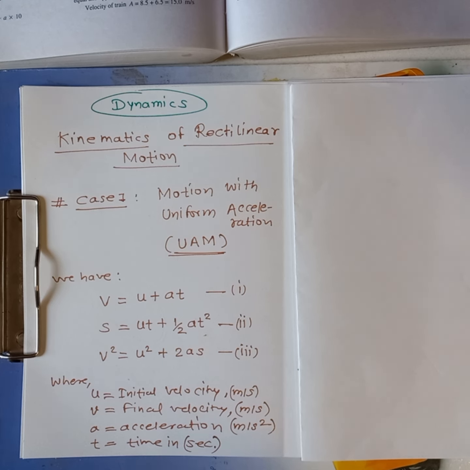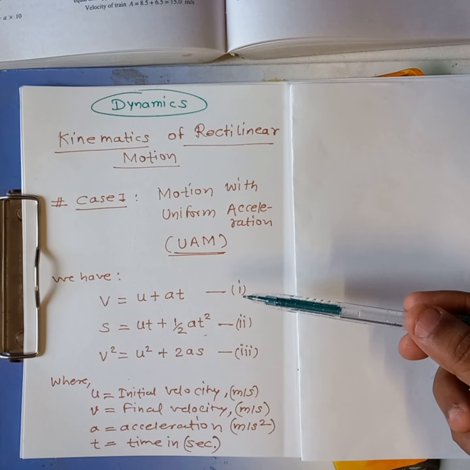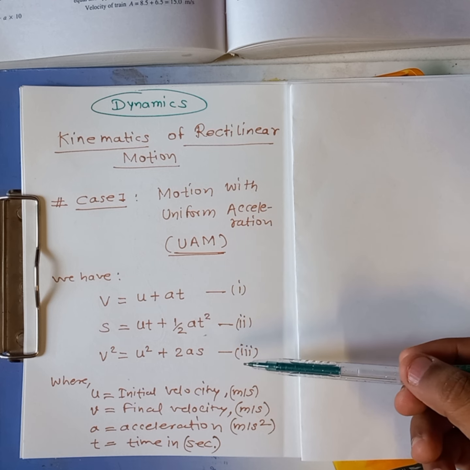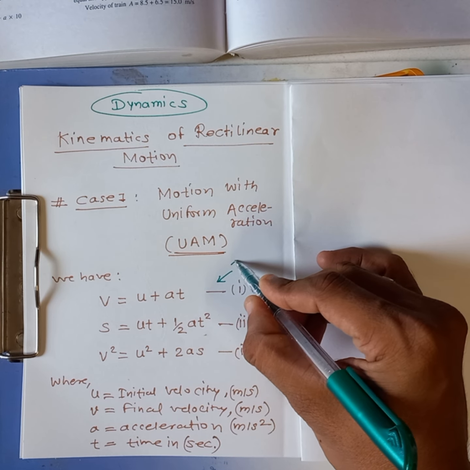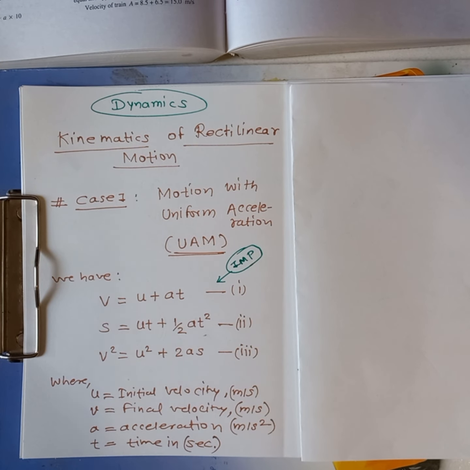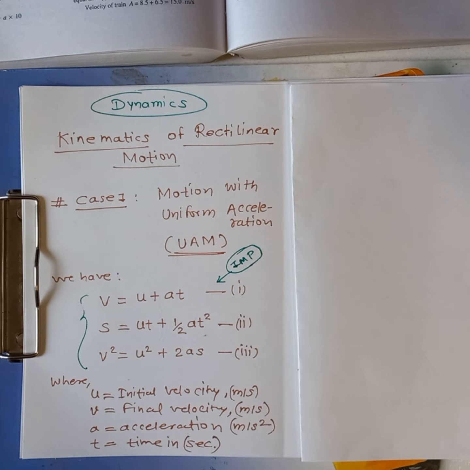So we know that we have three equations for uniform acceleration motion, and these equations are derived from the basic principles, and that is also important. So please look at the derivation of these three equations in any book and prepare it well. If you remember these three equations, you can solve the problems related to UAM, that is motion with uniform acceleration.